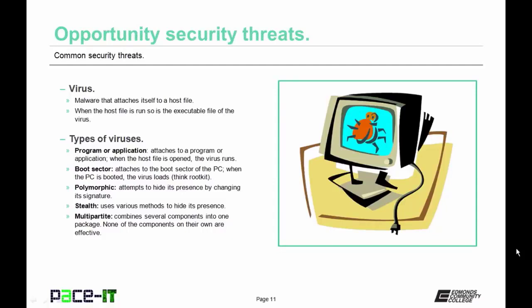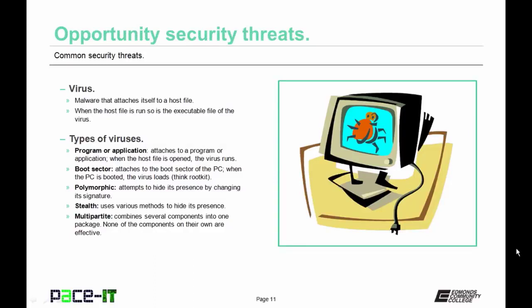A virus has to have a host file in order to operate. When the host file is run, the virus is executed, and then whatever payload is there is also executed. Now, there are different types of viruses. There's a program or application virus, and they attach themselves to a program or application, of course. There's a boot sector virus. Now, this attaches itself to the boot sector of the PC. When the PC boots up, the payload is delivered.